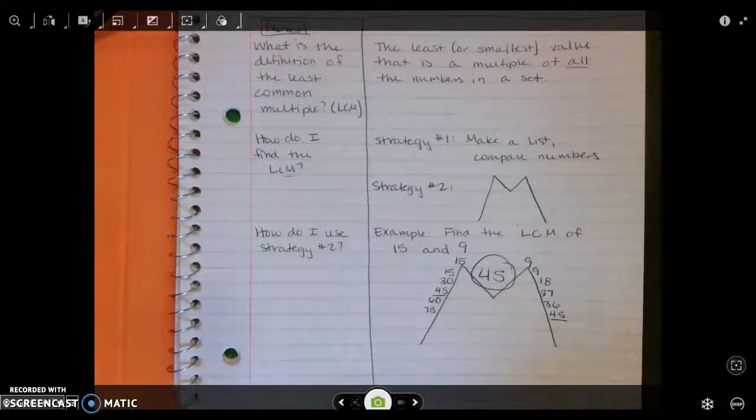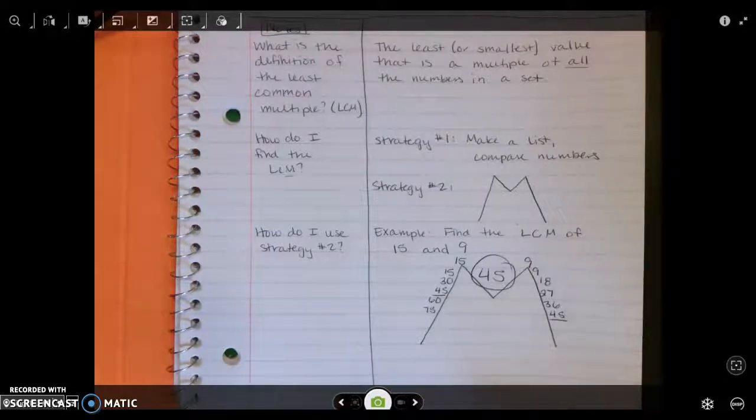Now I want you to think about this. How is this different than finding the greatest common factor? And one more thing to think about. What if instead of 2 numbers, I was given 3? Could I find a way to alter this structure to compare 3 numbers? Could I do it to compare 4?